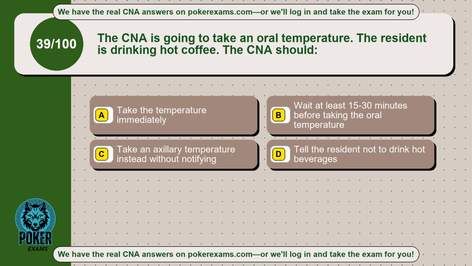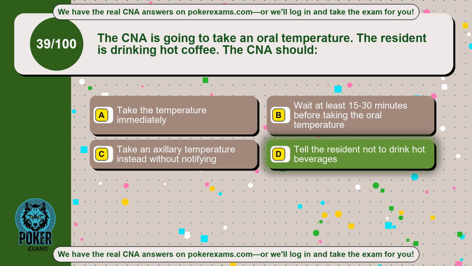Question 39. The CNA is going to take an oral temperature. The resident is drinking hot coffee. The CNA should Option A, take the temperature immediately. Option B, wait at least 15 to 30 minutes before taking the oral temperature. Option C, take an axillary temperature instead without notifying. Option D, tell the resident not to drink hot beverages. The correct answer is option D.